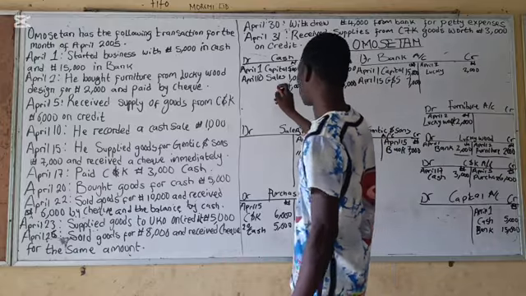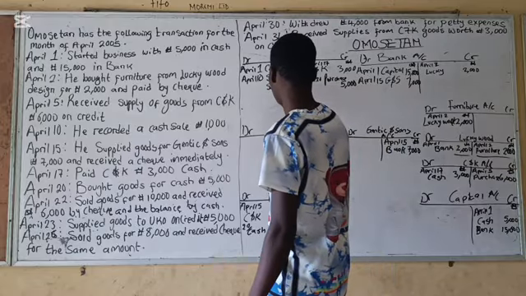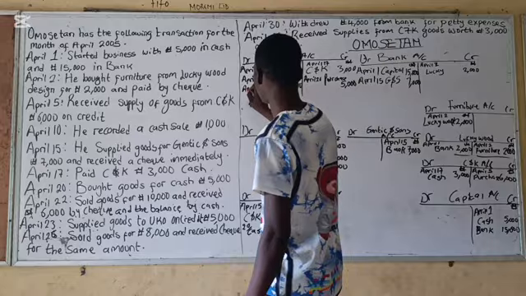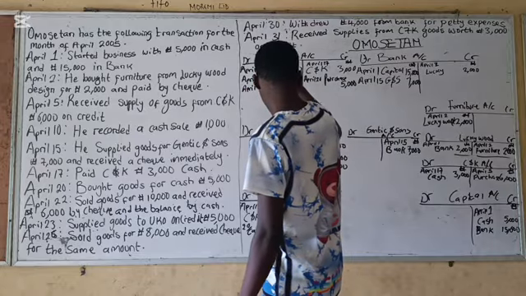Now we move to our cash account, we debit 4,000 naira. So what is that? It is sales. April. What's the date? 22.